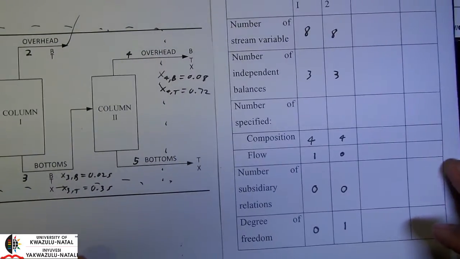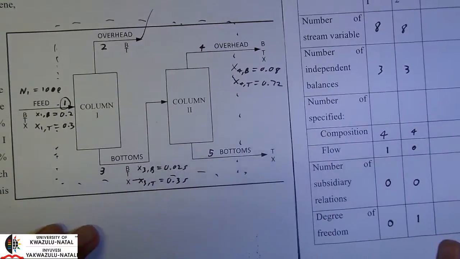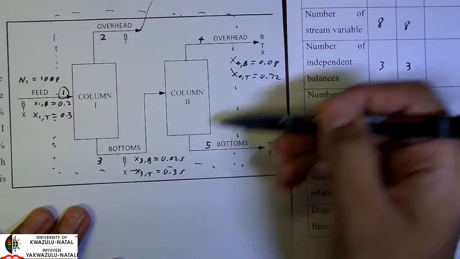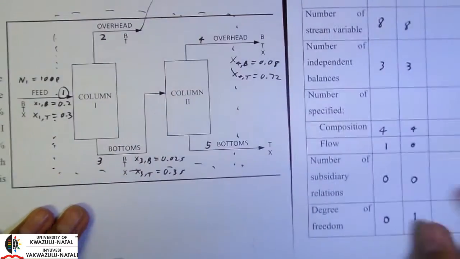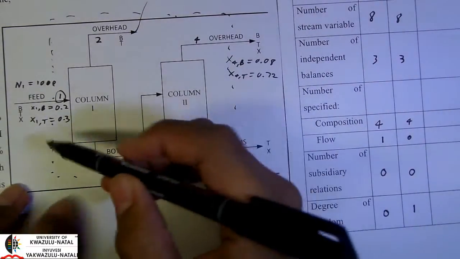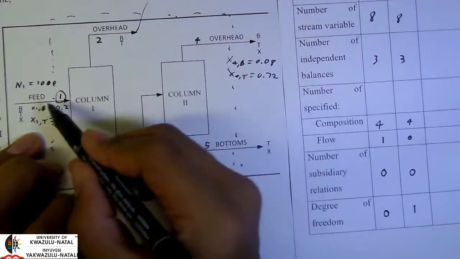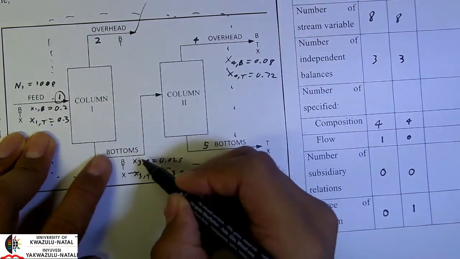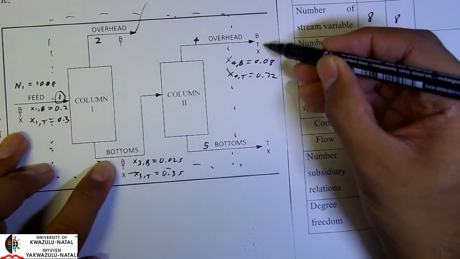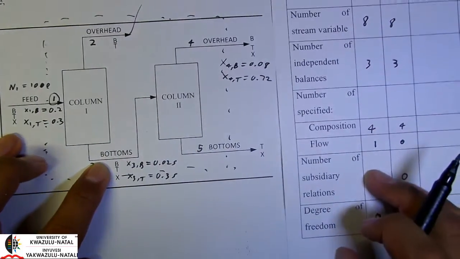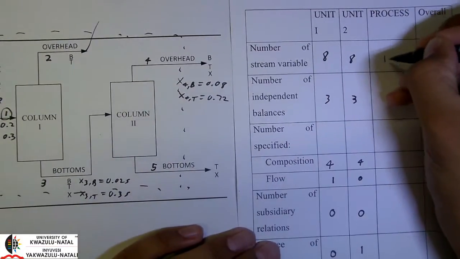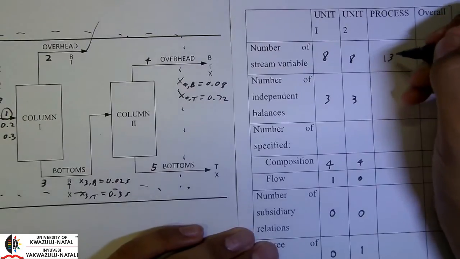Now let's consider the process. When considering the process degree of freedom, we have to count everything in each stream. Okay, so let's count the number of stream variables. We have 3 here, plus 3, that's 6, 7, 8, 9, 10, 11, 12, 13. Okay, so in our process we have 13 stream variables in total.